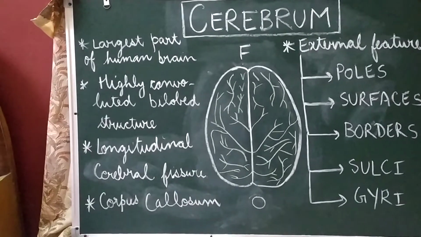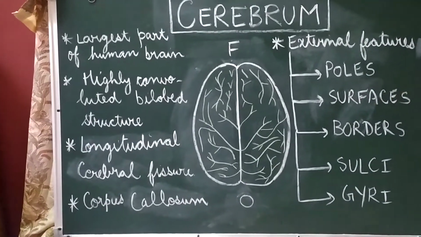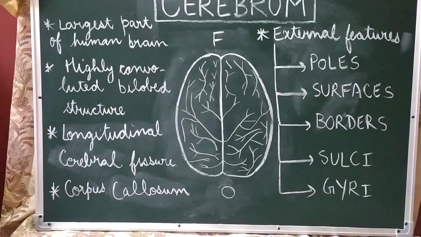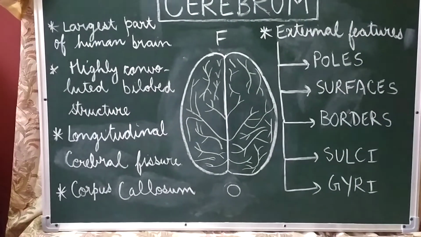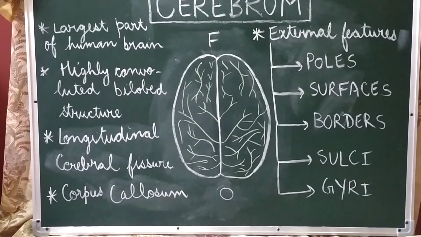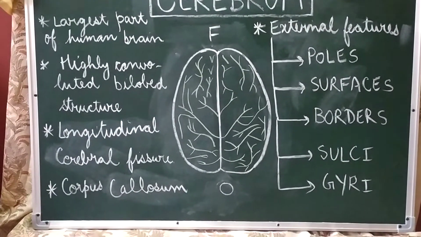What I mean to say is that these two right and left lobes, which you can see in the figure, will be separated by the longitudinal cerebral fissure. That is, the longitudinal cerebral fissure will separate these two lobes. But this separation of the lobes is not complete.